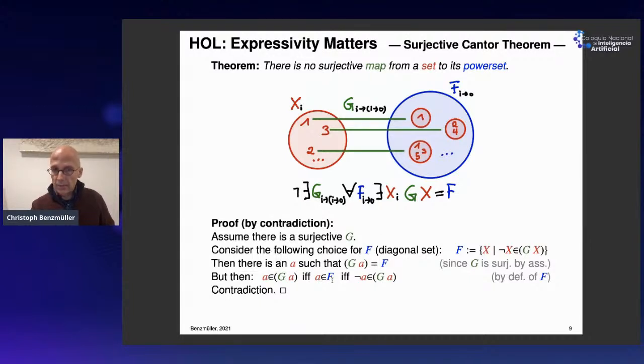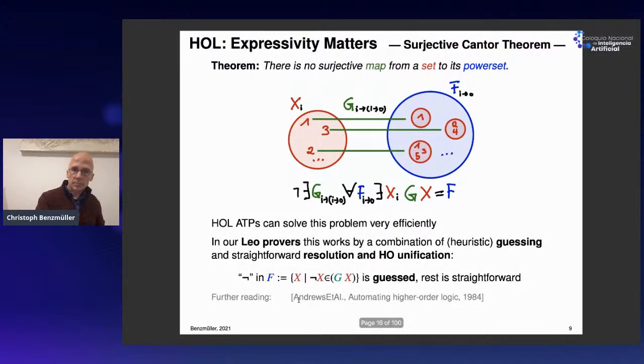But this here, if you now unfold the definition of F and apply it, you see that this is then saying that A is not an element of G of A. This is simply by exploiting this definition of the diagonal set. And this is, of course, a contradiction. A is an element of G of A if and only if it's not an element of G of A, contradiction. So there cannot be such a surjective mapping.